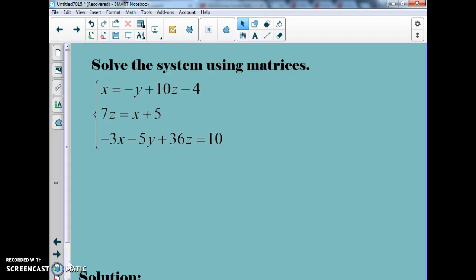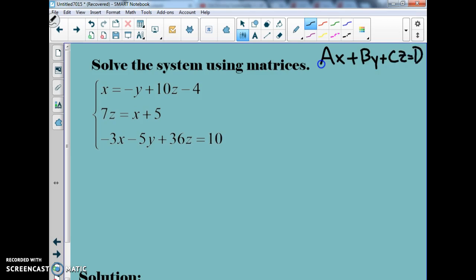All right, we have one final example here. Again, as I've said before, all of our equations need to be in the form of ax plus by plus cz is equal to d. So all of our variables are on the left side of the equation, and all of our constants are on the right side of the equation.